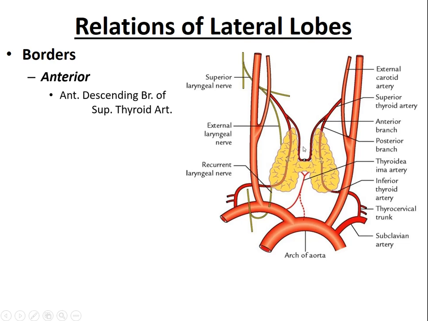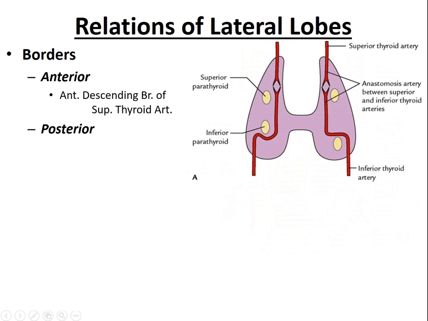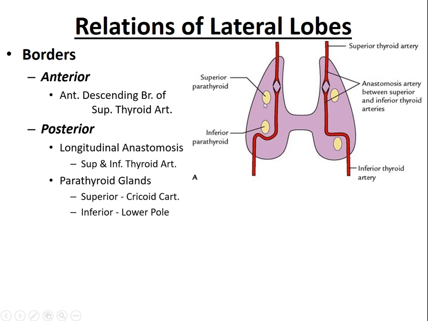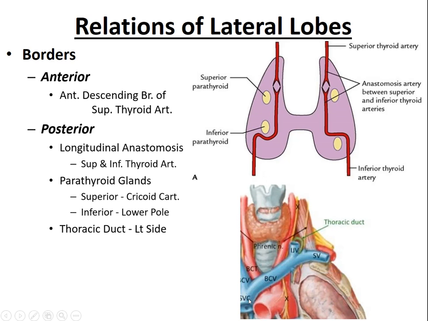So the anterior border is related with the branch of the superior thyroid artery, while the posterior border is related with the anastomosis of the superior and inferior thyroid arteries, and the most important one is the parathyroid gland. Both superior and inferior are related to the posterior border. And sometimes the thoracic duct will be seen on the left side in the posterior border.